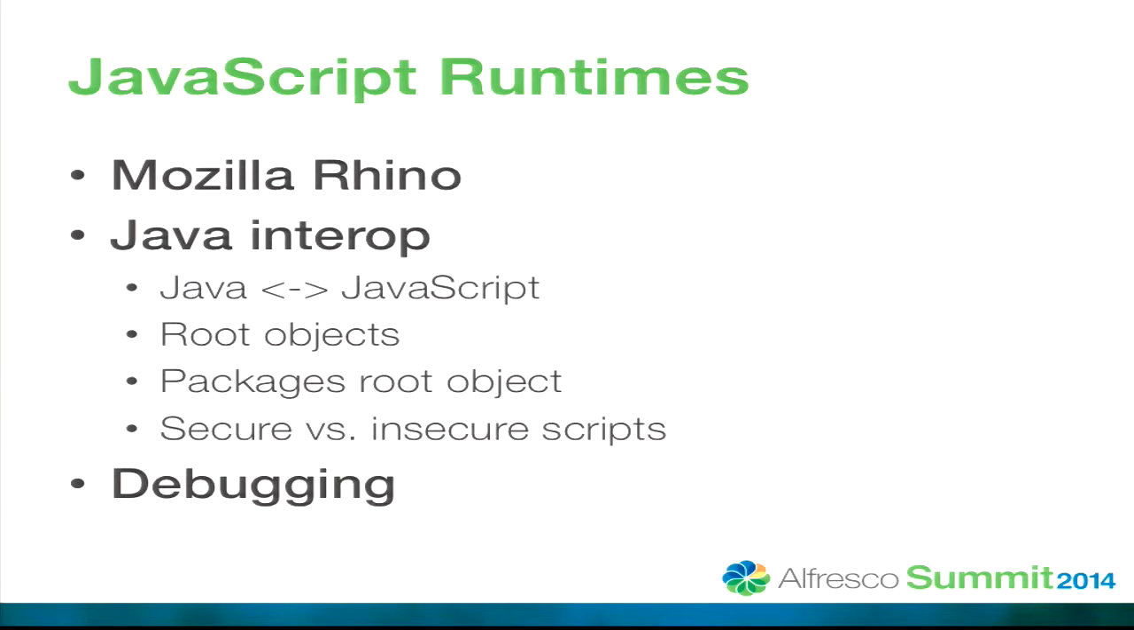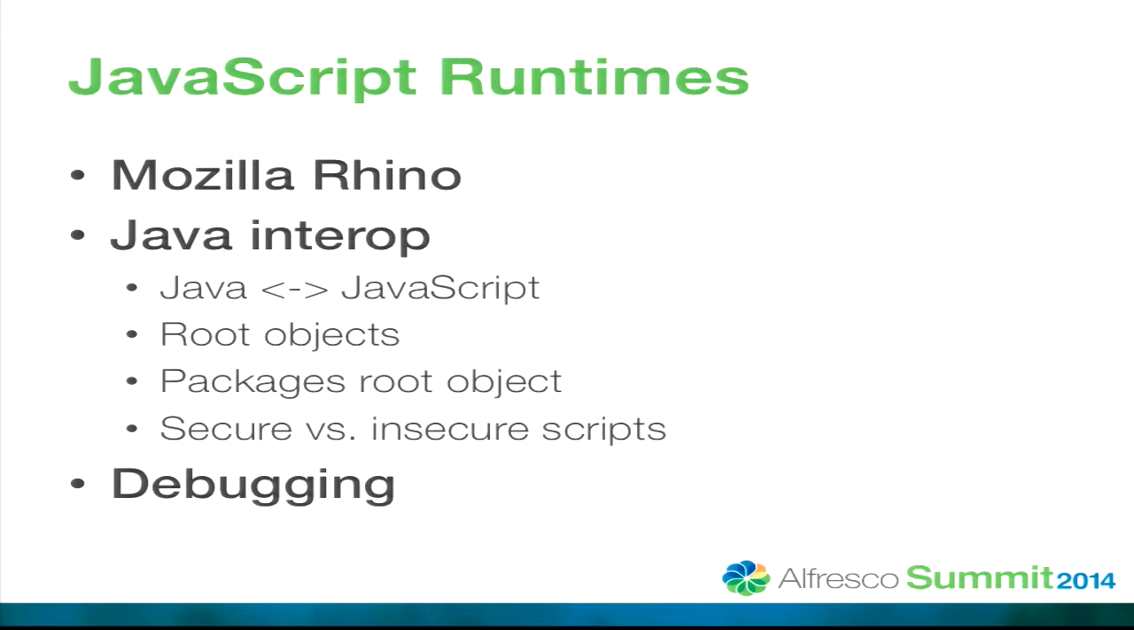Admin scripts, generally, like if you use the Alfresco execute script action, that script will not be marked as secure. So you won't have access to the packages root object. If you use the JavaScript console, your scripts are marked as secure. So you get access to some deeper stuff. And it also adds some extra things like a print root object and things like that that are helpful.